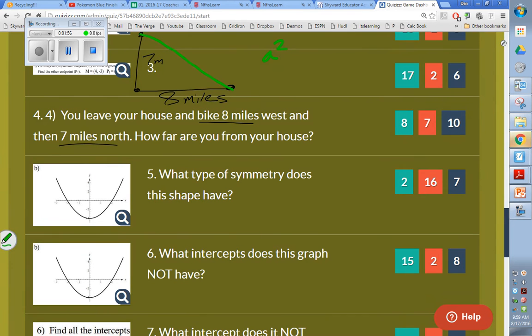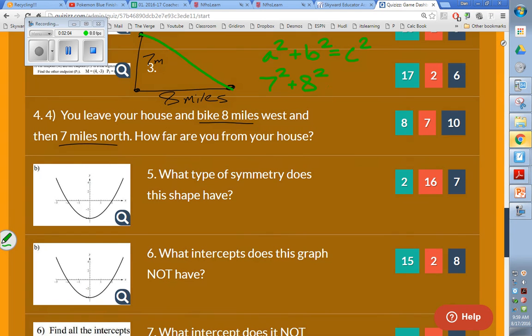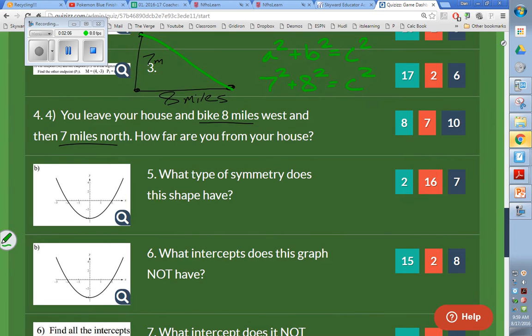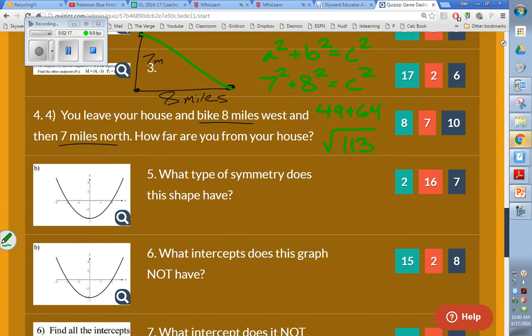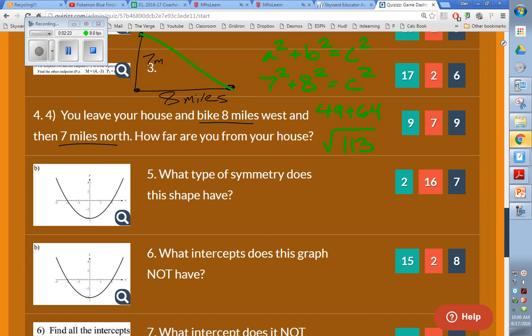Pythagorean theorem. A squared plus b squared equals c squared. A squared would be 7 squared plus 8 squared equals c squared. So 49 plus 64. You end up with the square root of 113. It was a decimal. You type it in your calculator, you get an answer, it's 10 point something. There you go. Don't make it harder than that. That's not a hard question. We look at it and we didn't do very well, but it's just Pythagorean theorem. You did that a ton in geometry.